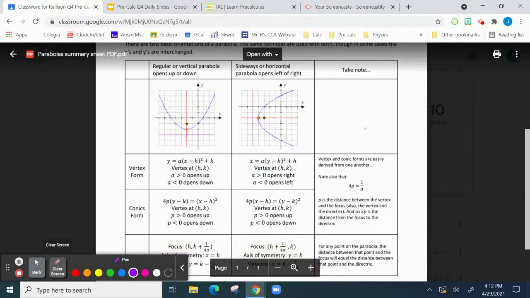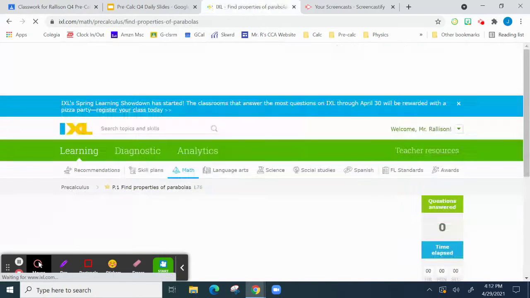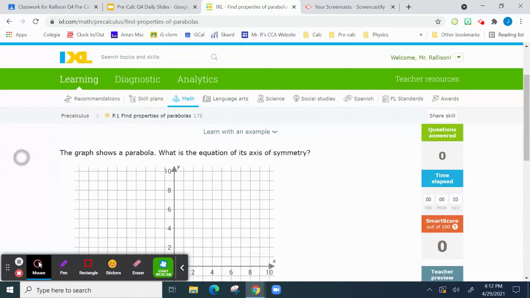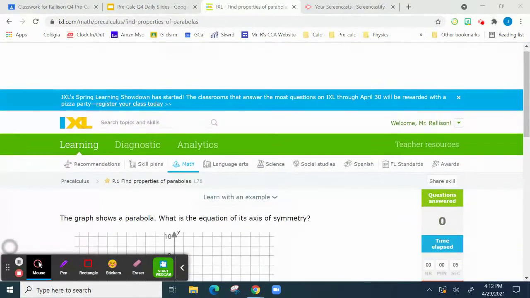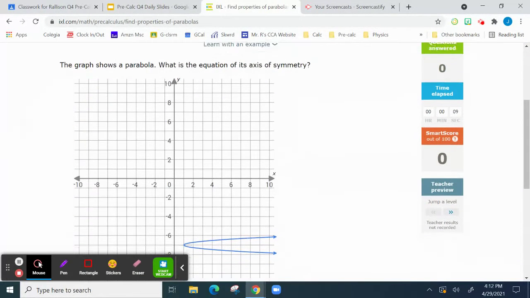We'll probably reference this partway through, but let's just get straight over there now. All right, so we're going to go into P1, properties of parabolas, and I'll use my teacher skip button, because I can skip levels. You don't get to do that.